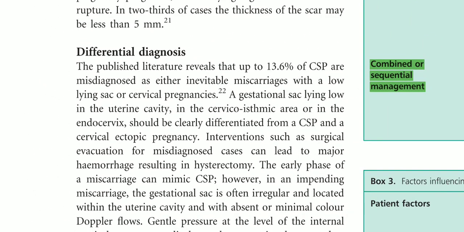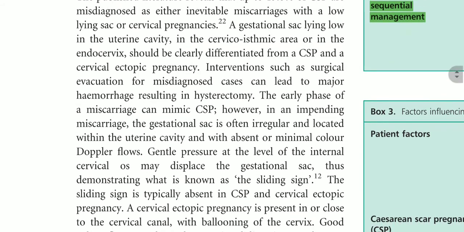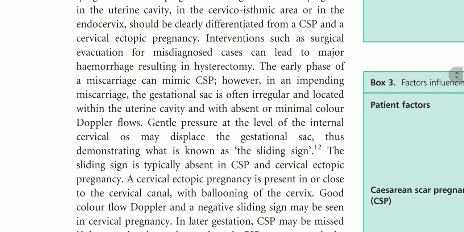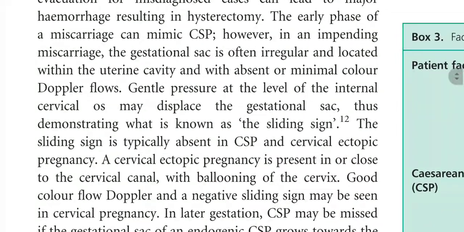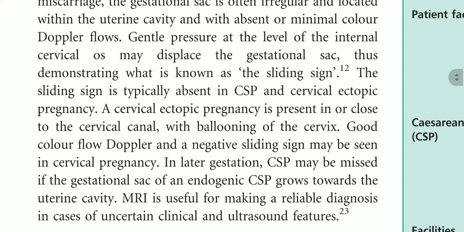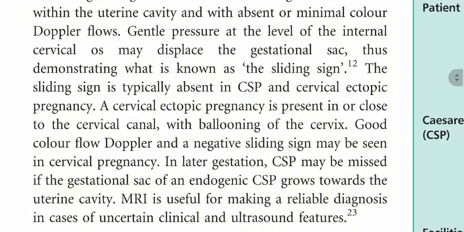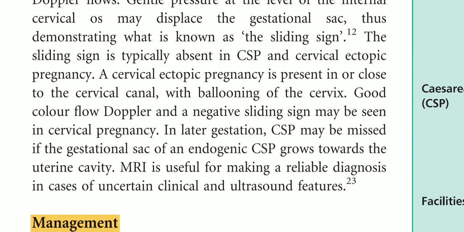However, in an impending miscarriage, the gestational sac is often irregular and located within the uterine cavity with absent or minimal color Doppler flow, and gentle pressure at the level of the internal cervical os may displace the gestational sac, thus demonstrating what is known as the sliding sign. The sliding sign is typically absent in cesarean scar pregnancy and cervical ectopic pregnancy. A cervical ectopic pregnancy is present in or close to the cervical canal with ballooning of the cervix. Good color flow Doppler and a negative sliding sign may be seen in cervical pregnancy.